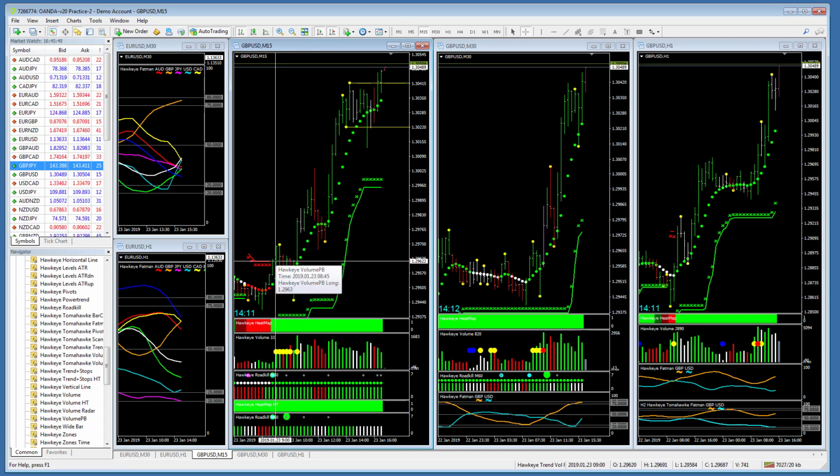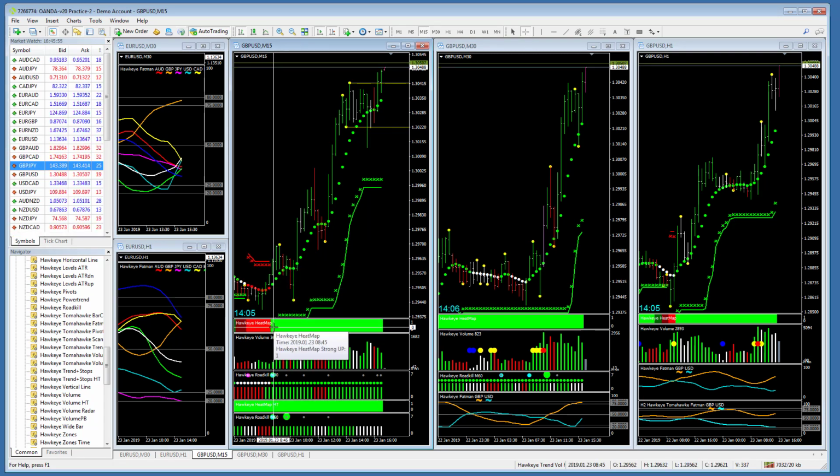Once you see that on the first time frame, you can see that the trend dot is green. You can see that the heat map is bright green and that the volume is green. Then that's the first condition. The second condition is met by the first roadkill. The first roadkill looks at the second time frame, which is the 30-minute chart.